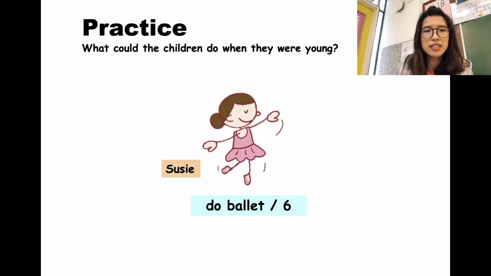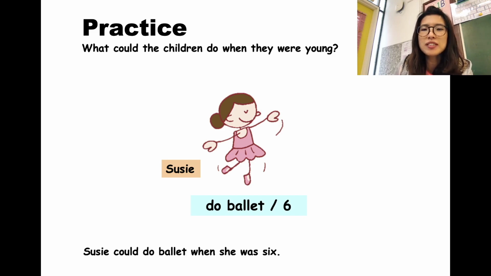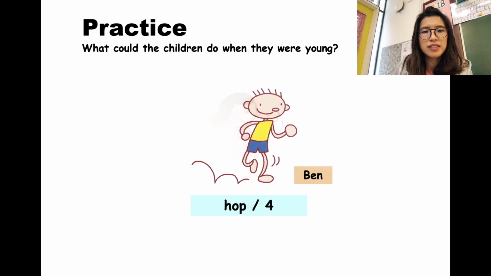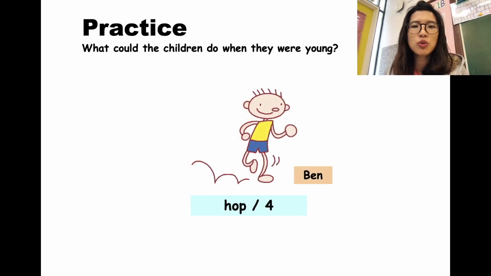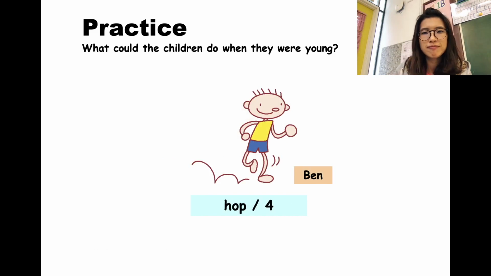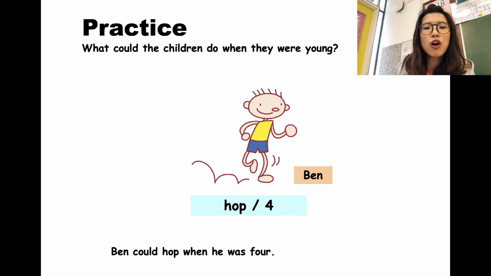Let's do some practice. What could the children do when they were young? Susie could do ballet when she was 6. Next one. Let's see if you can do it yourself. This one is bend, hop, and fall. Ben could hop when he was 4.